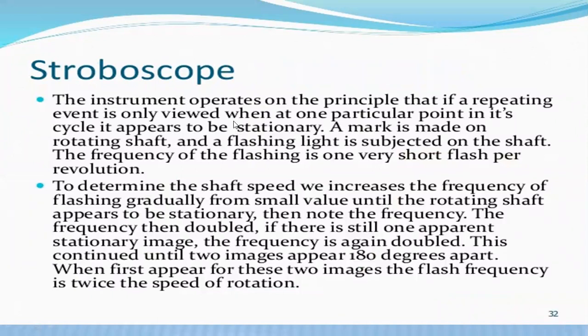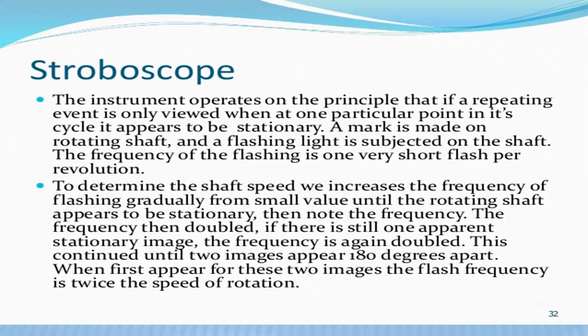And next one, what is a stroboscope? So it is also a measurement of speed by using this device. The instrument operates on the principle that if a repeating event is only viewed when at one particular point on its cycle, it appears to be stationary. A mark is made on the rotating shaft and a flashing light is directed on the shaft. The frequency of the flashing is one very short flash per revolution. So to determine the shaft speed, we increase the frequency of the flashing gradually from a small value until the rotating shaft appears to be stationary.